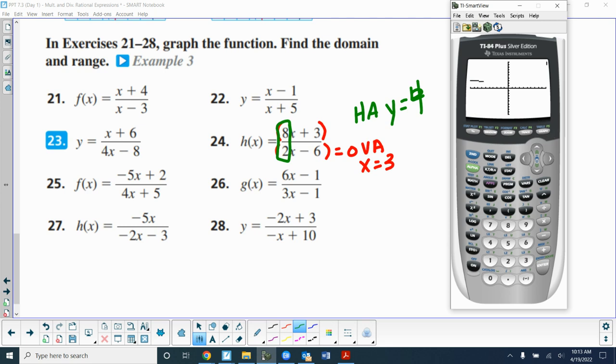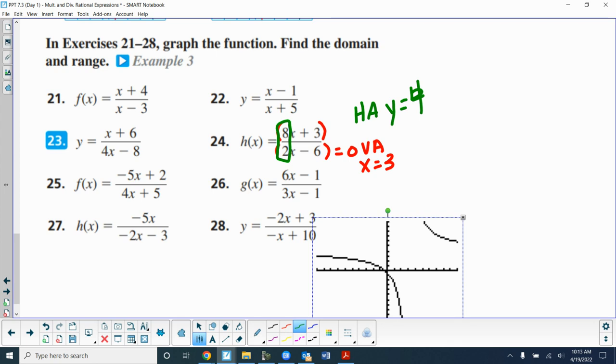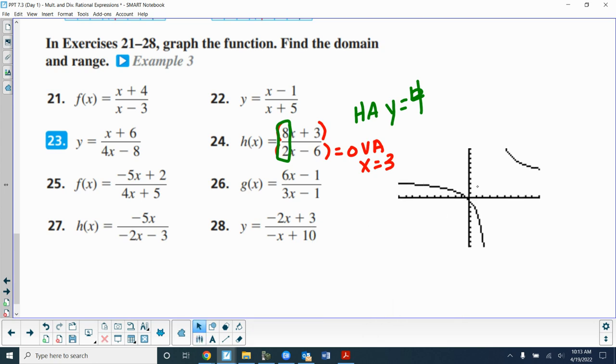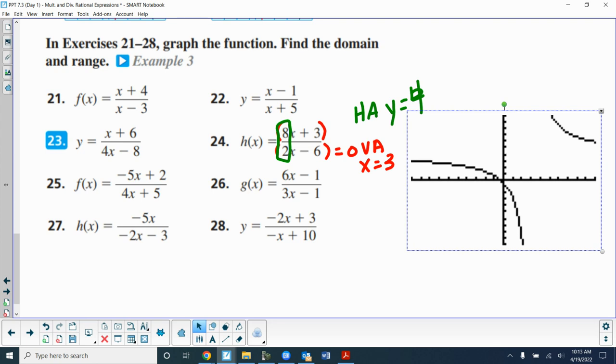Hit graph. And there's our two branches. Okay? Jordan, did yours look like that? With two branches? I think I just forgot to put it in. Okay. Yeah, it'll look different if you don't put the parentheses.